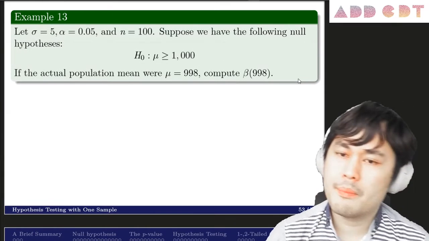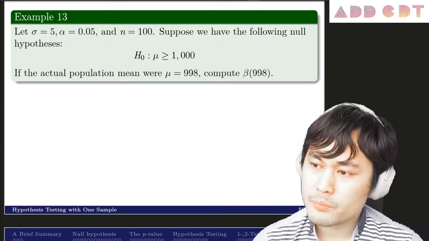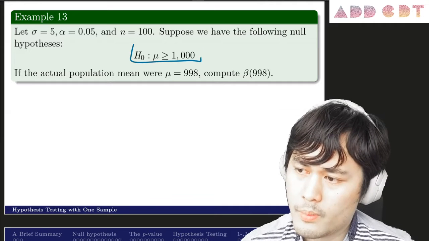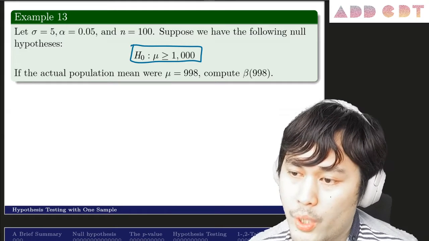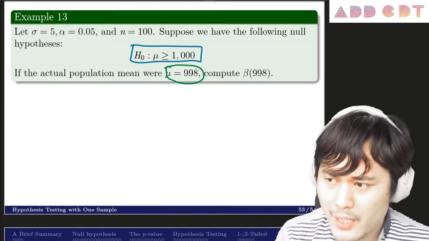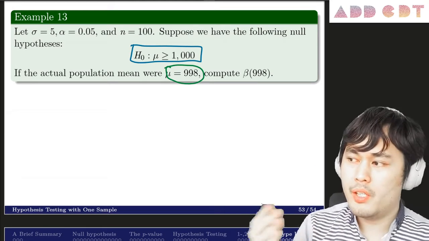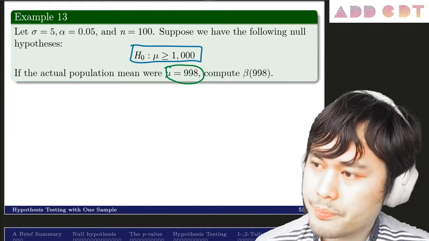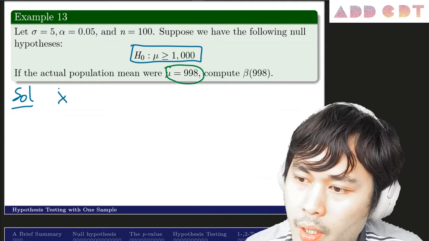Anyway, let's get to the real example. Now we have all the numbers here. We have this hypothesis that mu is greater than or equal to 1,000. And let's suppose that we are wrong. Let's suppose that mu is actually 998. If we are wrong, then find the chance that we do not reject the wrong hypothesis. Now all these numbers are given, so we can just compute everything.